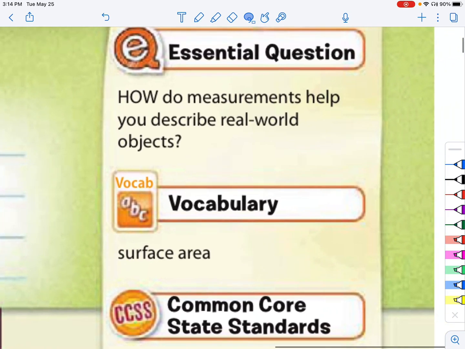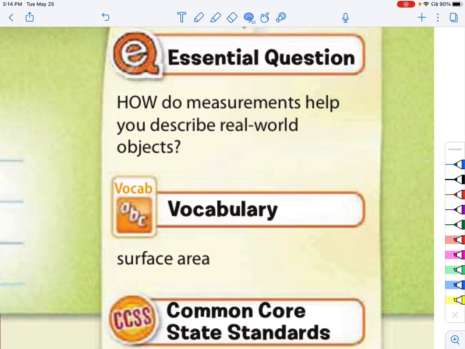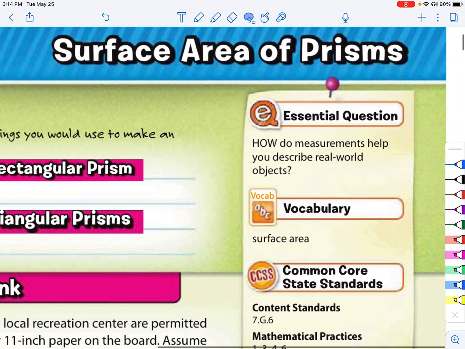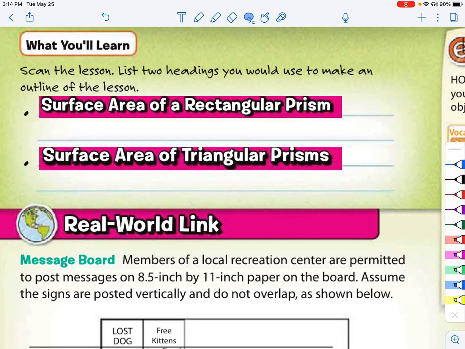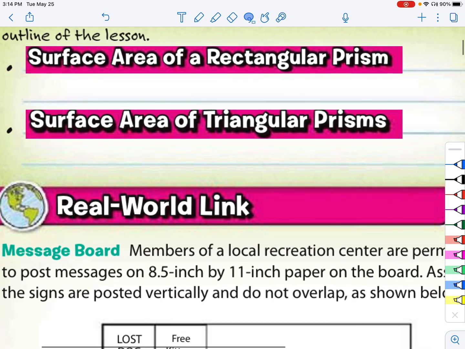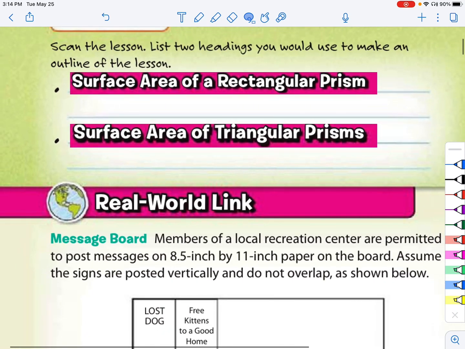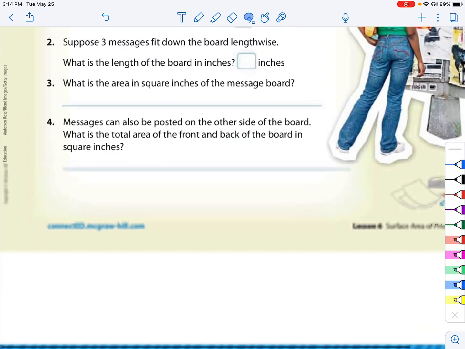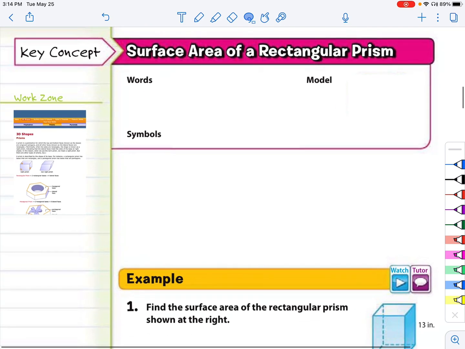And this fits well with our question, how do measurements help you describe real world objects? After this lesson, we should be able to answer, for example, if you want to paint your room and you want to find out how much paint you need to be able to paint your walls and your ceiling. This is the lesson for that. In this lesson, we'll be doing two things, the surface area of a rectangular prism and the surface area of a triangular prism. So we'll skip the real world link and go right away to our lesson.